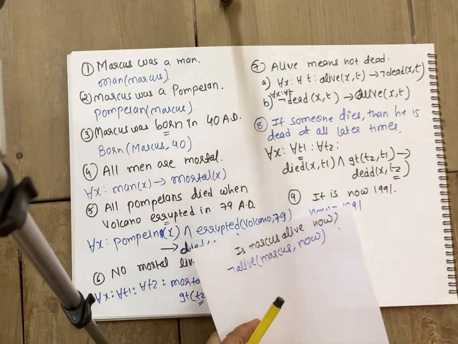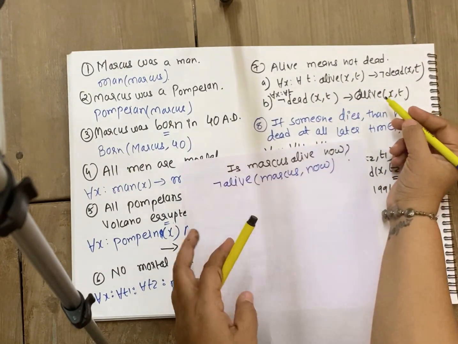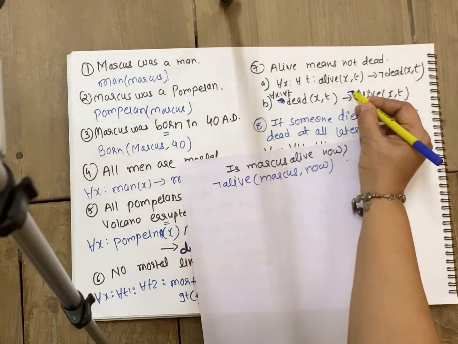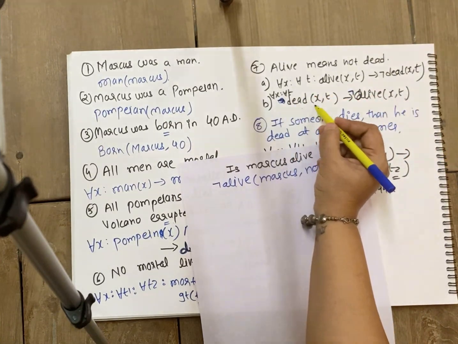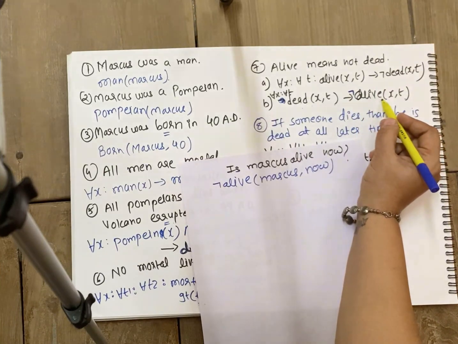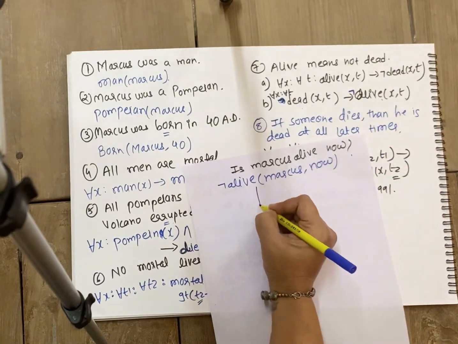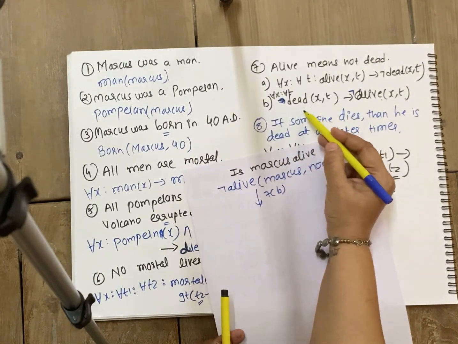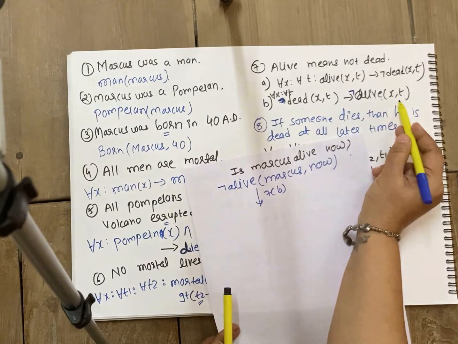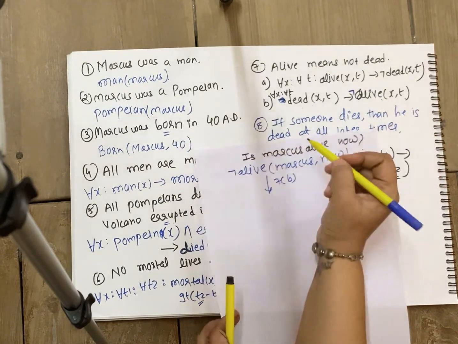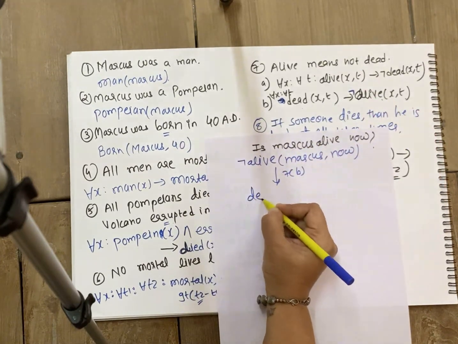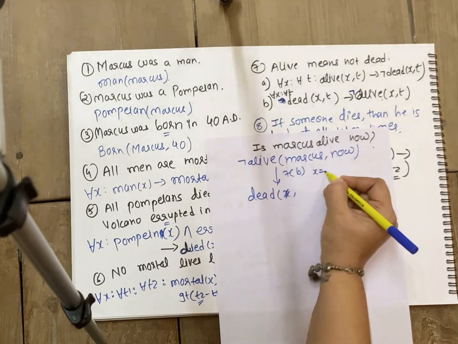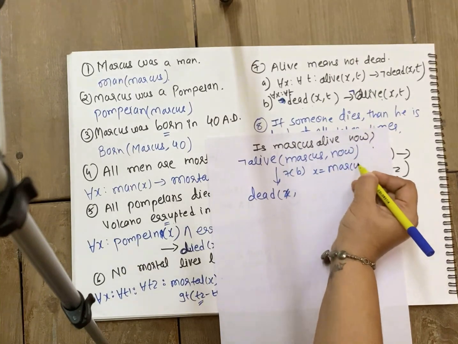So we can identify not alive. Yes, it is available over here. Sorry, it should be dead and not alive: if X is dead, then X is not alive. So if we use 7b over here, then dead X comma T implies not alive X comma T. So replacing not alive by dead, this is equivalent to dead X comma T, where the value of X is now Marcus.